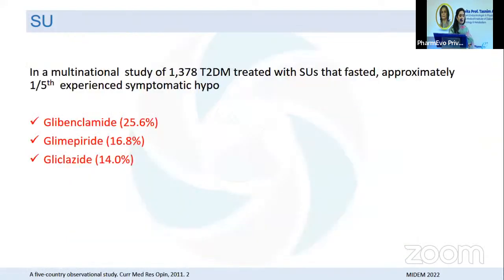In a multinational study of around 1378 people with type 2 diabetes who were treated with sulfonylureas during fasting, approximately one fifth experienced symptomatic hypoglycemia. Percentage-wise, the number was highest with glibenclamide, followed by glimepiride and gliclazide.